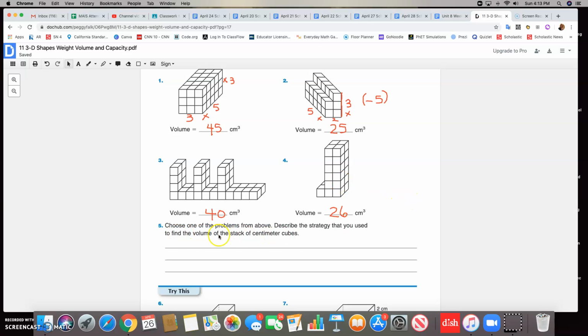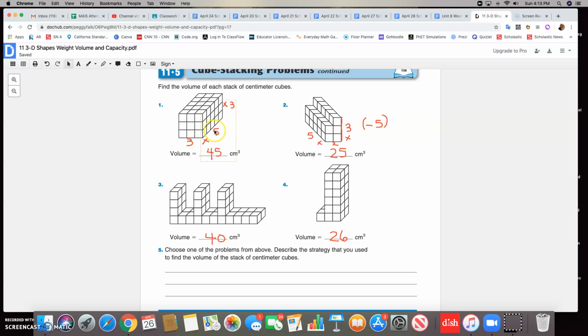Okay, so there's more than one way. I always tell you, there's more than one way to solve a math problem. So just describe how you did it. I counted them all up. I took the length times the width times the height and then subtracted some. Or maybe you just did the base here. You did 11 times 2 is 22, and then you just add those on.